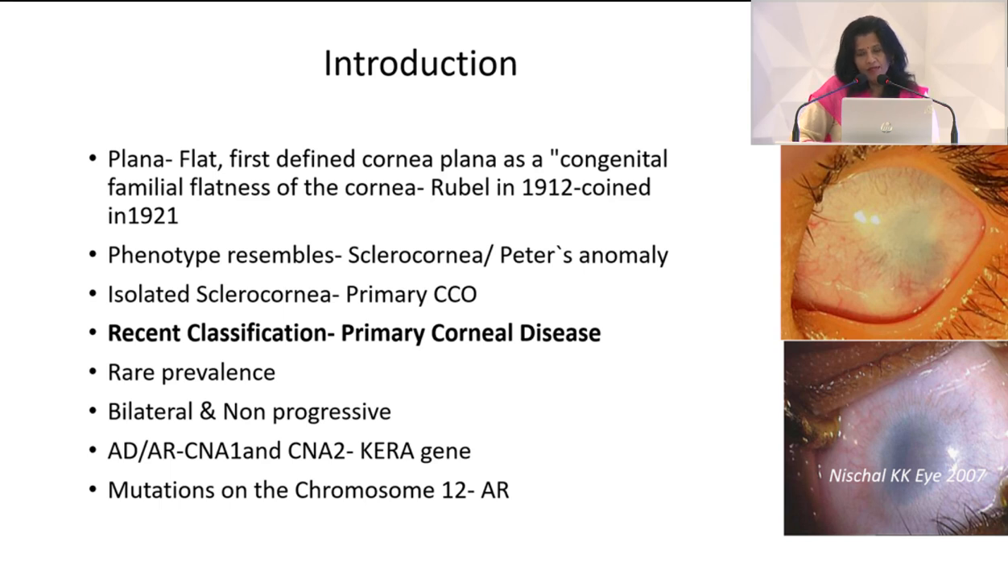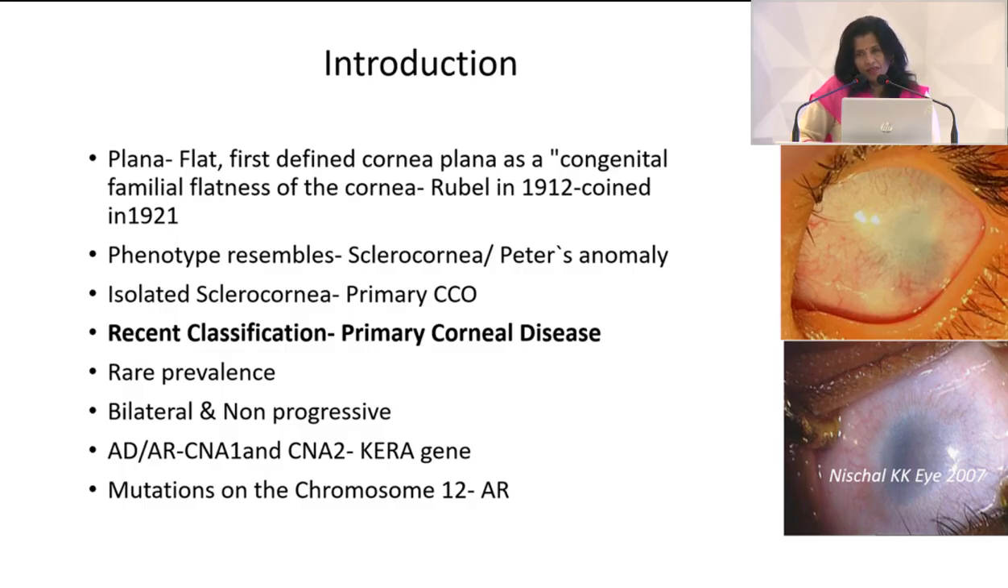As of now, it is described as a primary corneal opacity, and in the recent classification by Nischal et al., it is a primary corneal disease. Its prevalence is not known. It is described as bilateral and so far non-progressive. It is too early to tell whether it is slowly progressive.